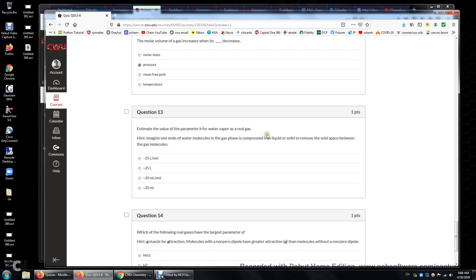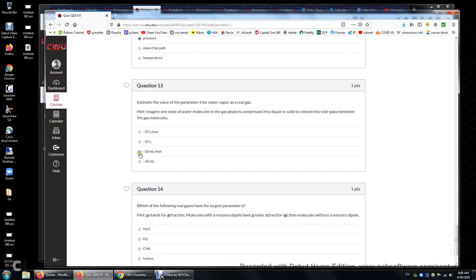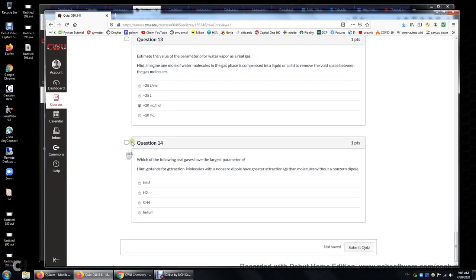The reason is 1 mole of water weighs 18 grams. The density of liquid is 1 gram per milliliter. Solid is 0.9 gram per milliliter. So it's either 18 milliliters or 20 milliliters. And then that's the volume or the size of 1 mole of molecules. So be sure that you use the right unit. It's 20 milliliters per mole over here. So again, the physical meaning of this B is the size of 1 single molecule multiplied by the Avogadro constant. So that's this.